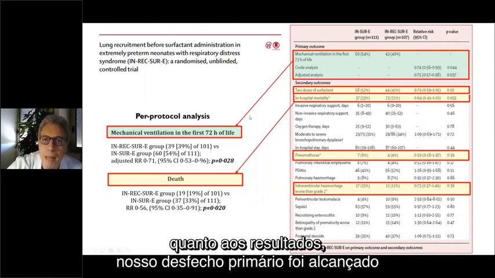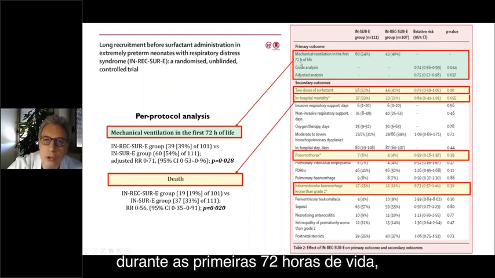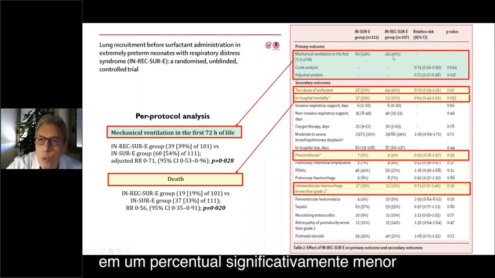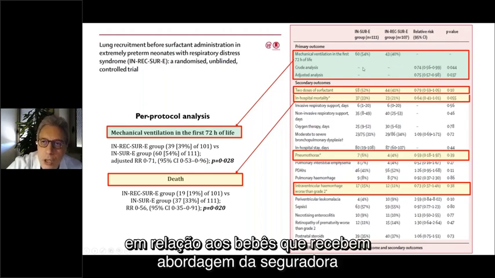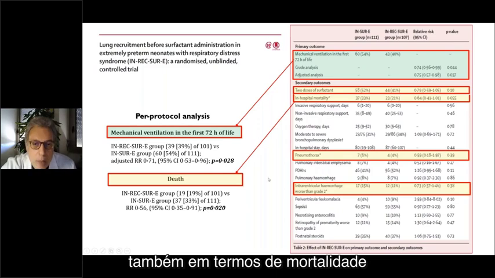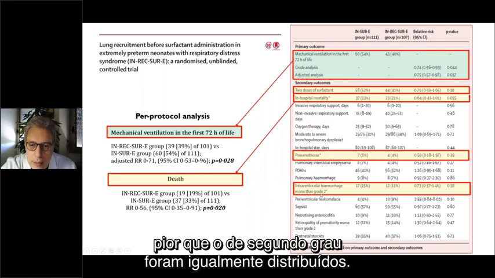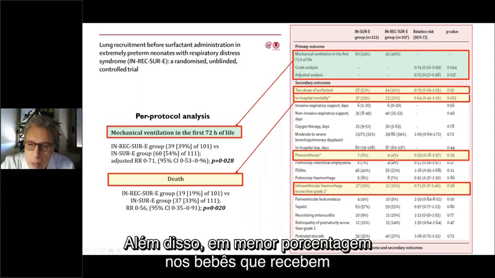Regarding the results, our primary outcome was reached because you see that the babies receiving HFO needed mechanical ventilation during the first 72 hours of life in a significantly lower percentage with respect to the babies receiving the other approach. And also in the per protocol analysis, the effect is more evident, also in terms of mortality. And most importantly, the side effects, pneumothorax or intraventricular hemorrhage worse than second degree, were equally distributed, also in lower percentage in the babies receiving HFO.